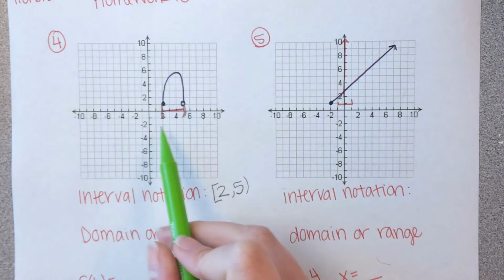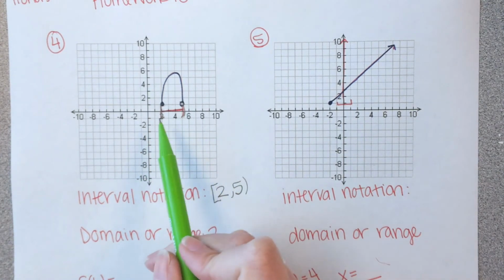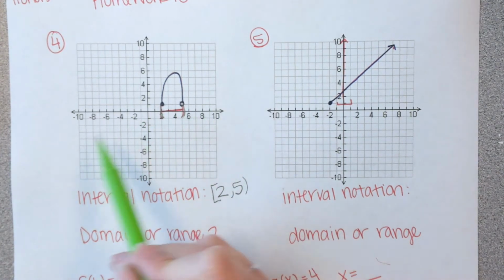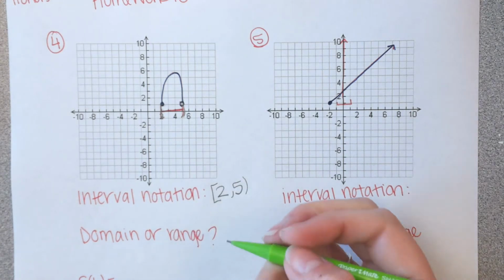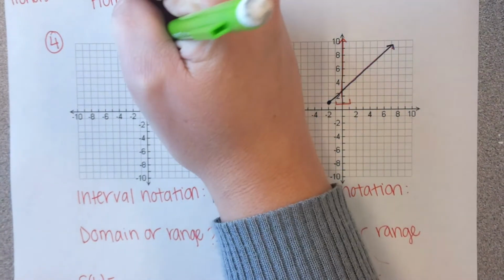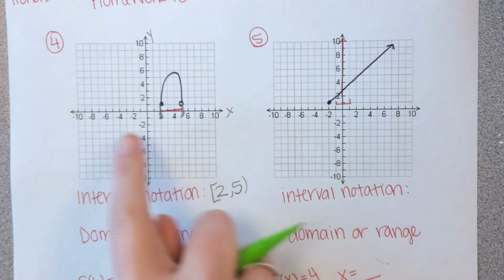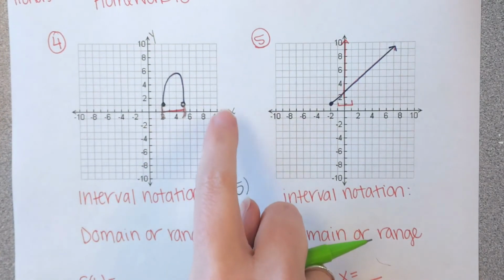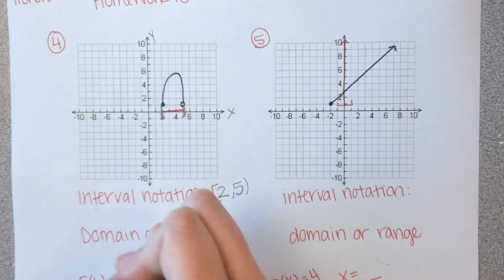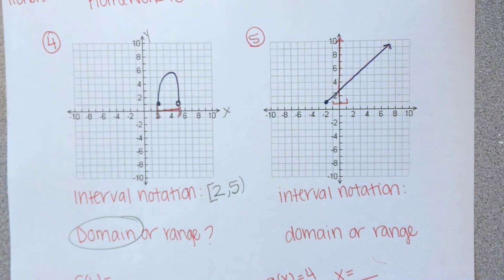Now, it's asking if this is our domain or range. So we have to think, when we're talking horizontally, are we talking about X or Y? It might help to label your axes. This horizontal one is our X. X is our domain, okay?